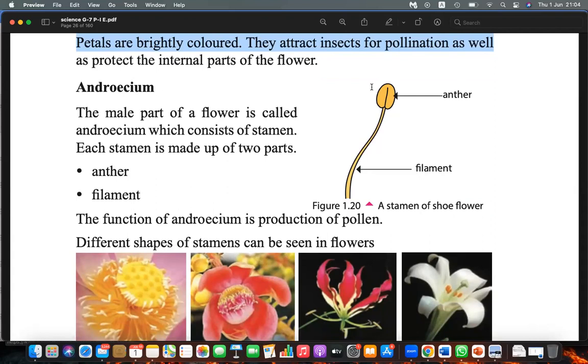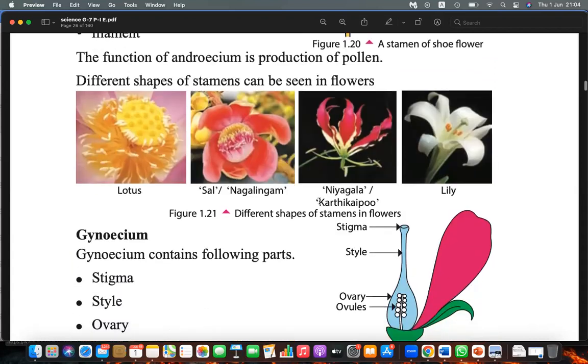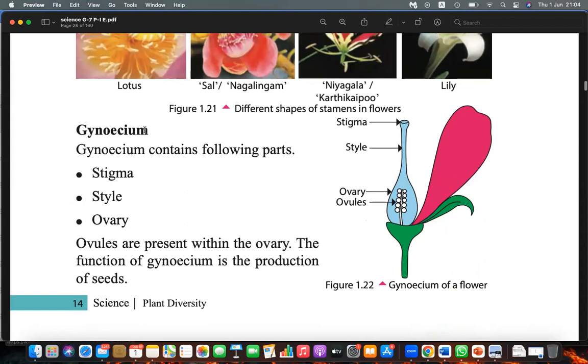In the anther you can see pollen. And the gynoecium is where the stigma, style and ovary are. Stigma, style and ovary. You don't need to translate, just remember this. It's like a bottle where the stigma part of the bottle will attract the pollen, basically stick the pollen.